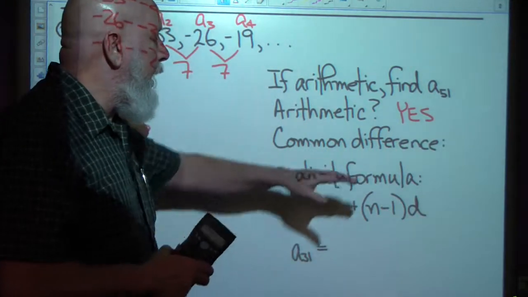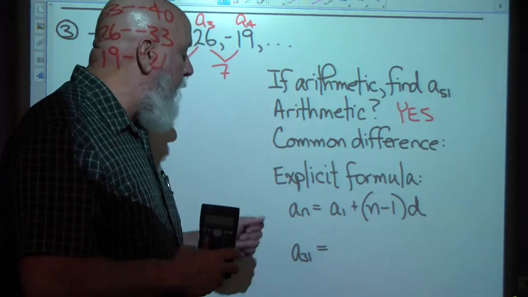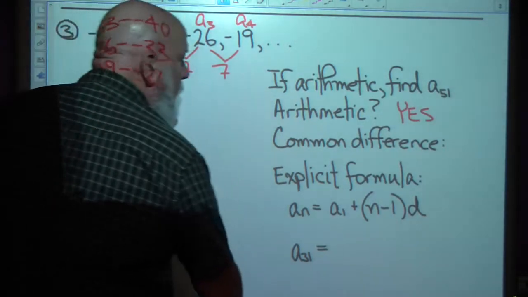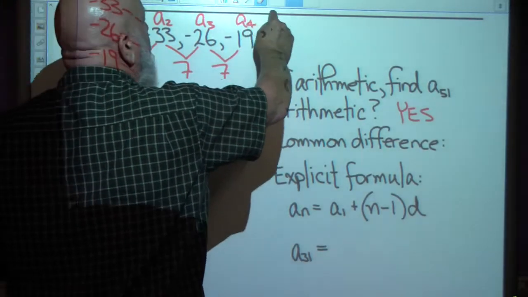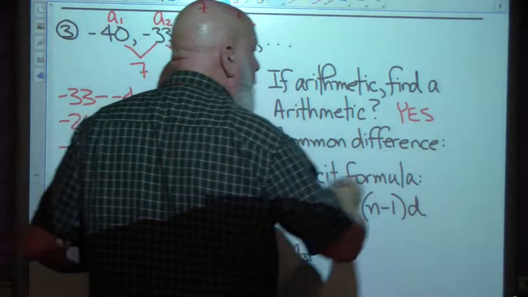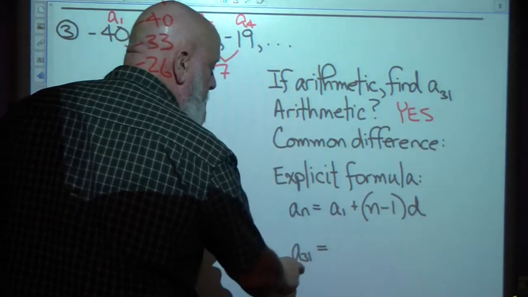If it is arithmetic, then it will list the common difference, the explicit formula, and in this case, we'll be looking for the 31st term in the sequence. It says 51, that's weird. I want to say 31, change that. It doesn't matter which one, just want to be consistent.